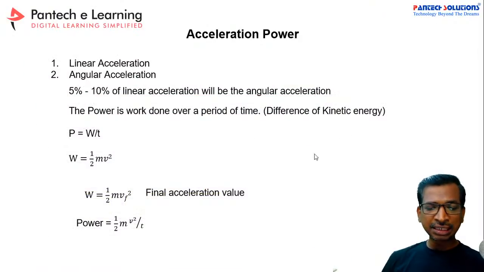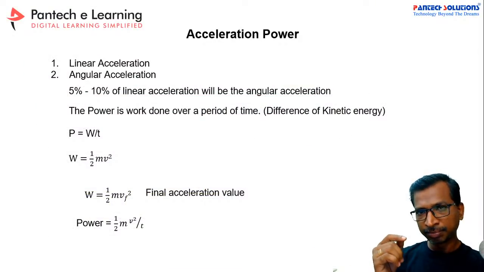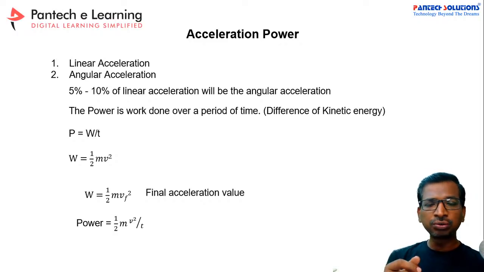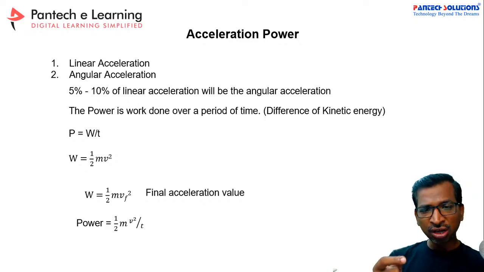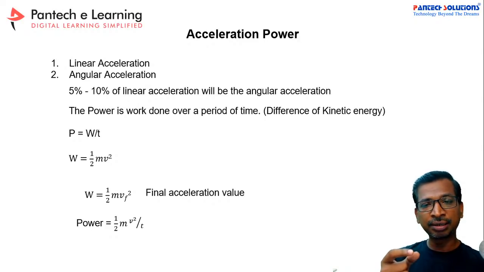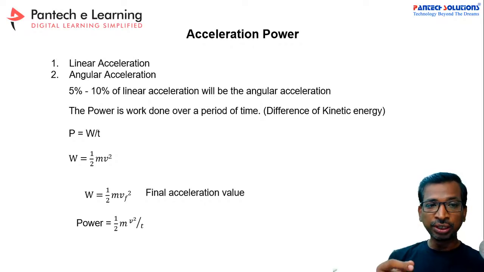to accelerate and reach the maximum speed in the specified time. For that you have to ensure the acceleration power, the power required to achieve the maximum speed in the acceleration time. In that case, you should have two accelerations: one is called linear acceleration and the other angular acceleration.